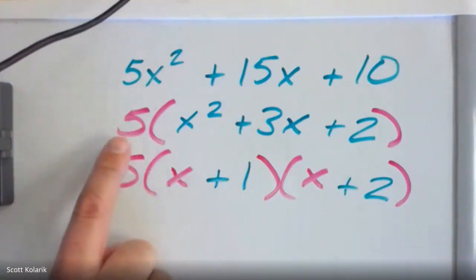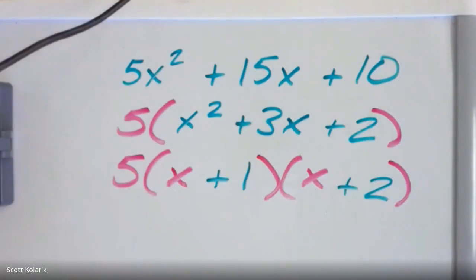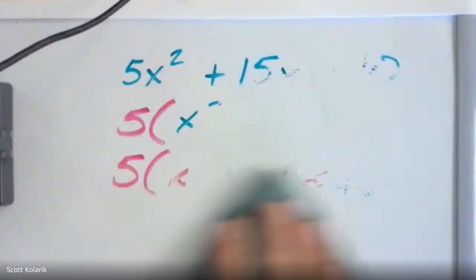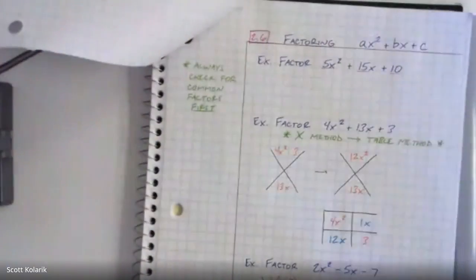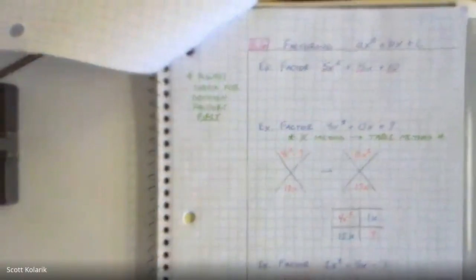And then if I were to distribute this 5 into this parentheses, I would get right back where I started at the beginning. Okay, so I'm going to erase that. We're going to now learn a new process. So what happens if I have something like this, ax squared plus bx plus c?